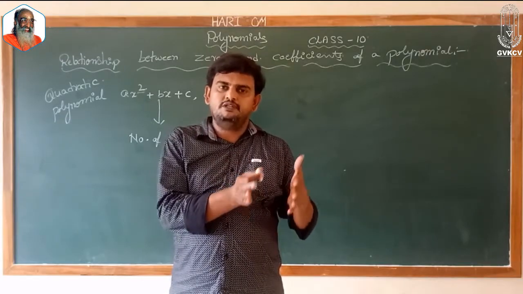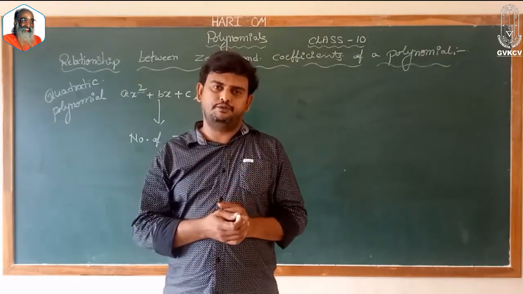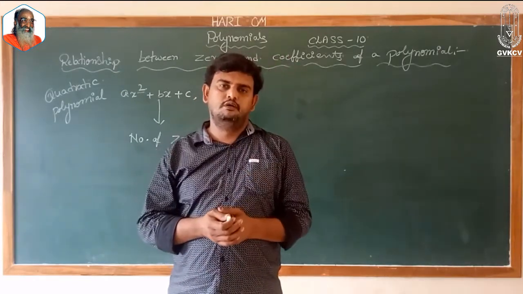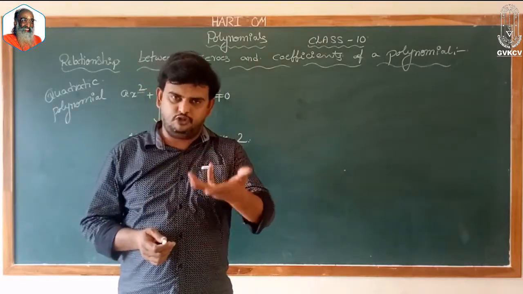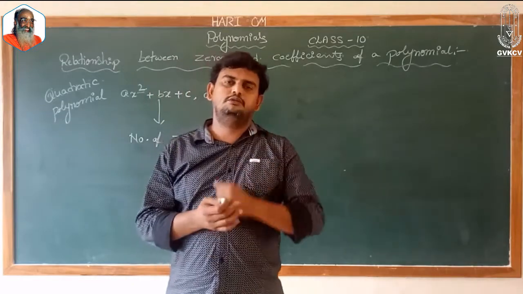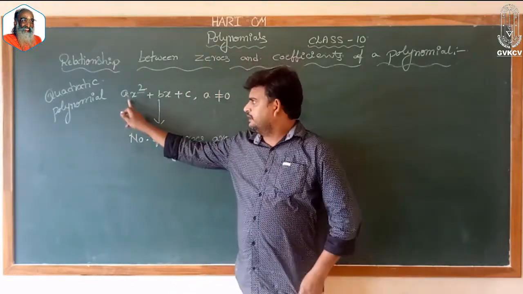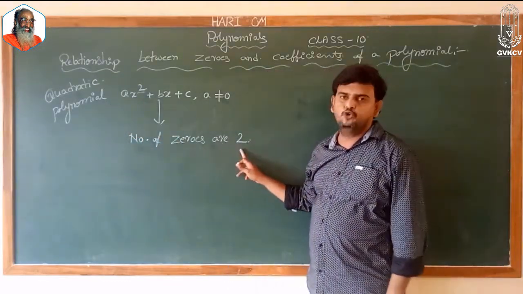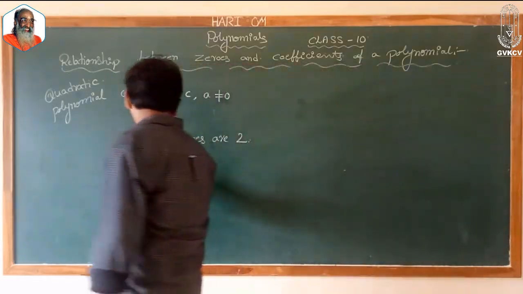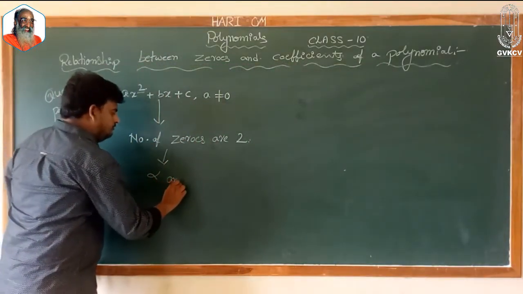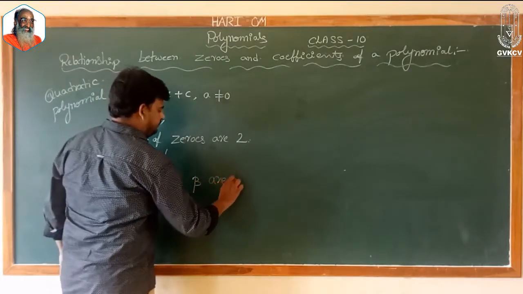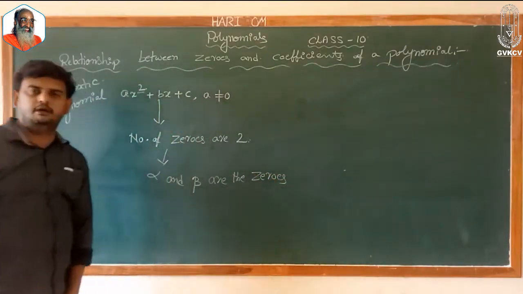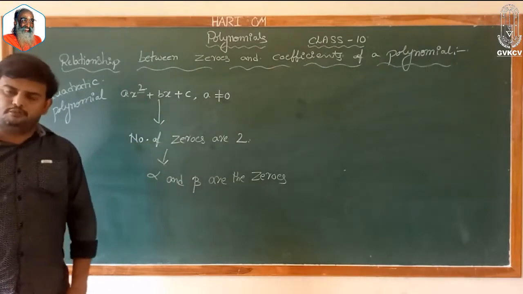For a linear polynomial, meaning a first degree polynomial, we have only one solution. For a quadratic polynomial, meaning second degree, we have two solutions. For a cubic polynomial, meaning third degree, we have three solutions. Here we are taking a quadratic polynomial, so the number of zeros is 2, meaning the number of solutions is 2. For example, alpha and beta are the zeros of the polynomial.